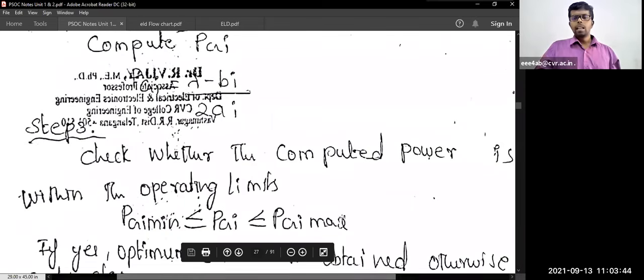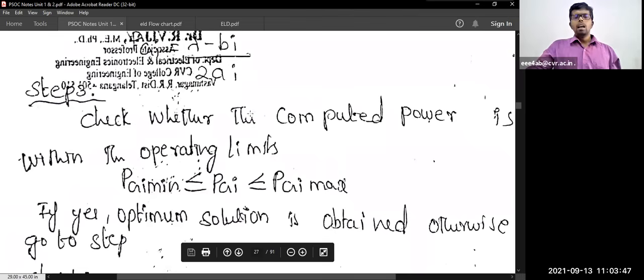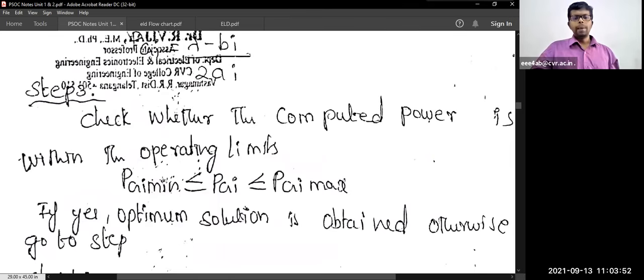Check whether the computed power is within the operating limits, the minimum and maximum operating limits, or not. That is, PGI minimum less than or equal to PGI less than or equal to PGI maximum. Whatever values we found, we are checking, similarly to what we did in the previous problems, whether the computed power is within the operating limits.